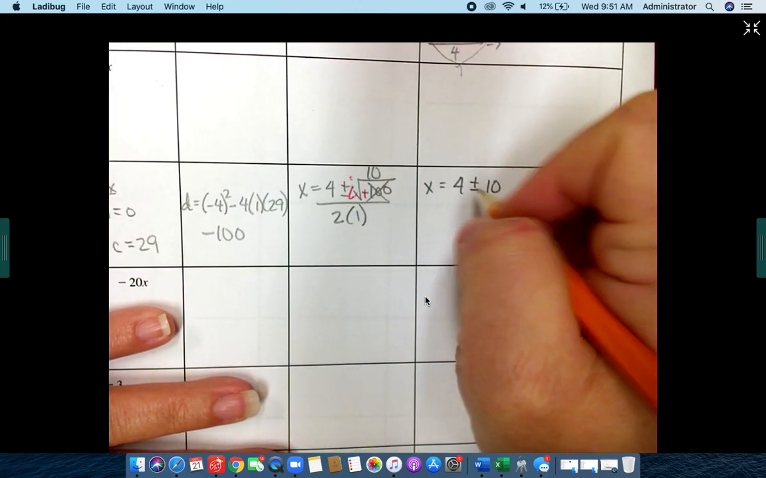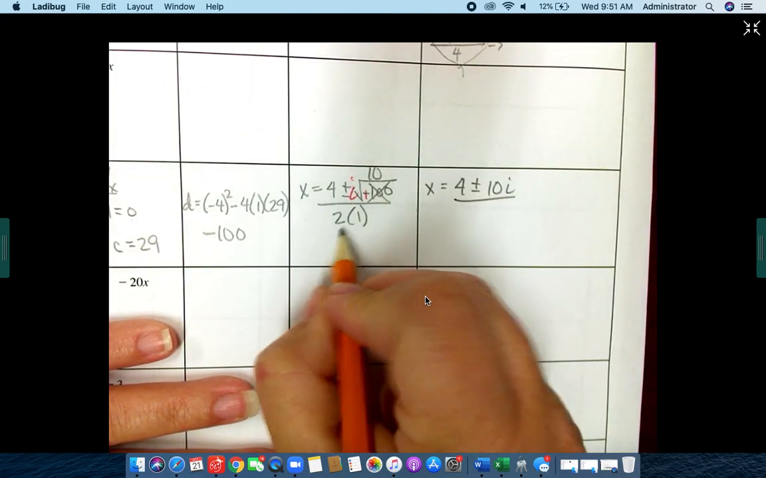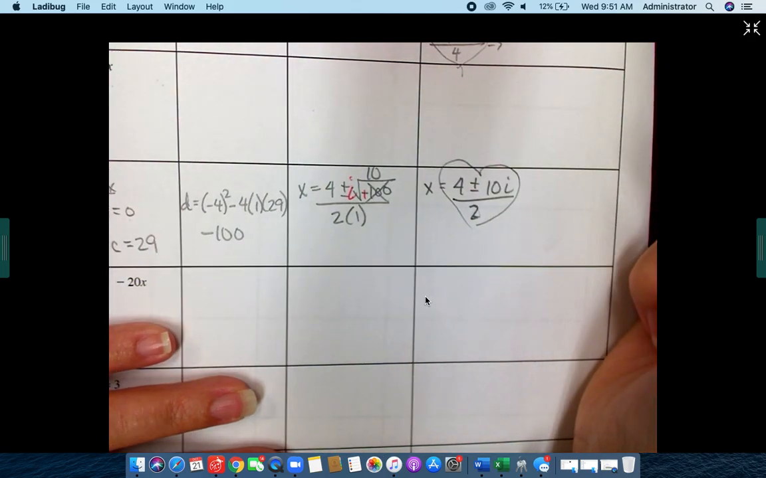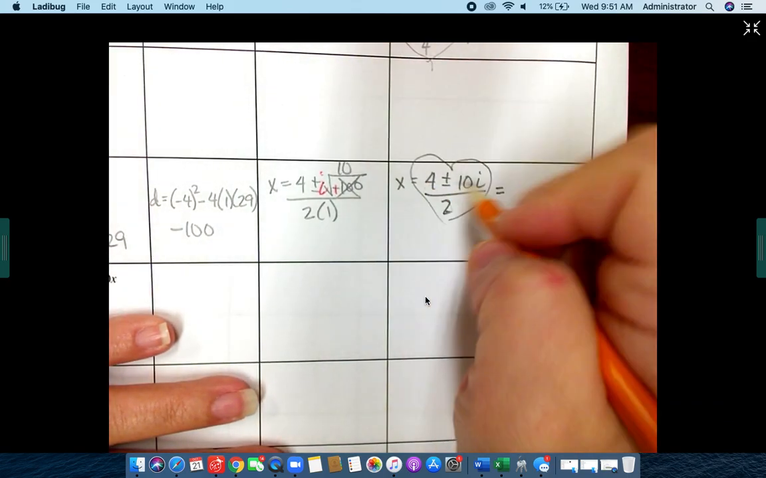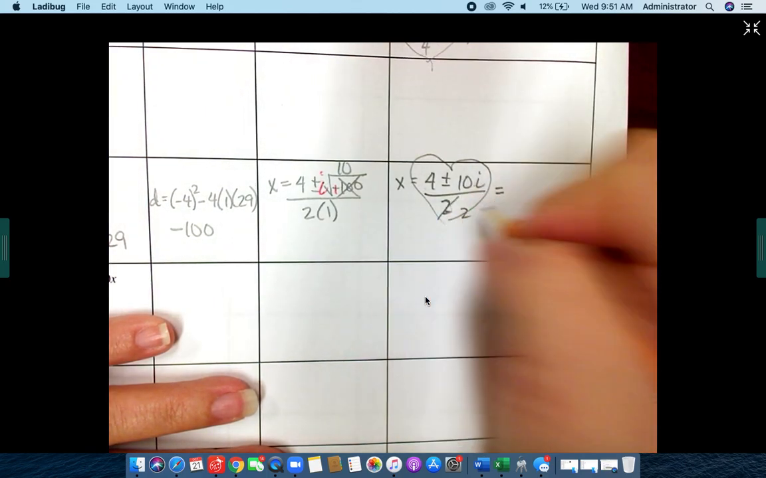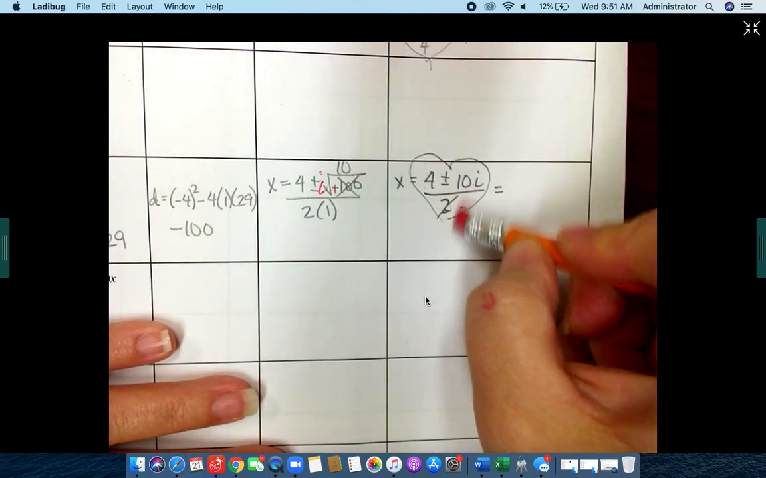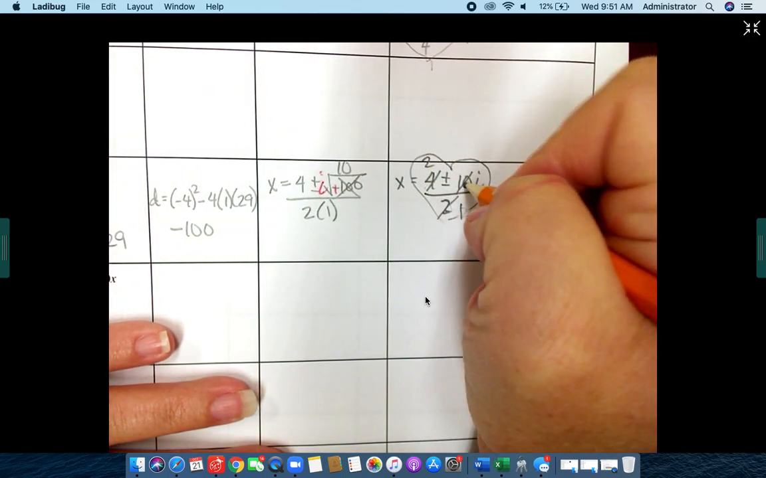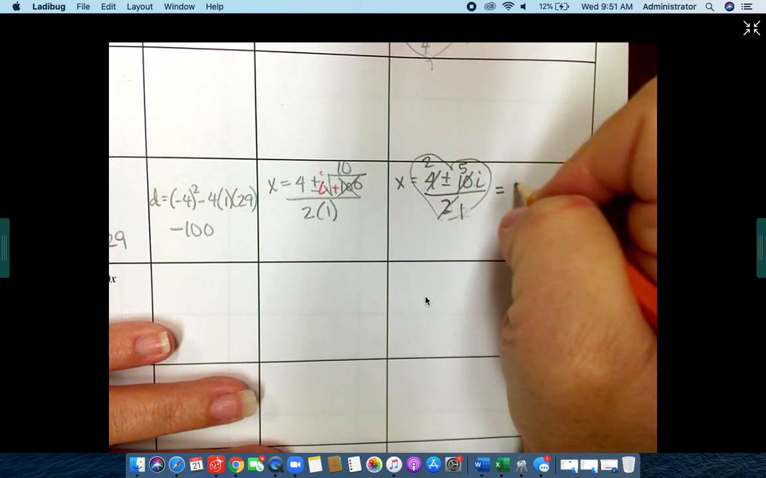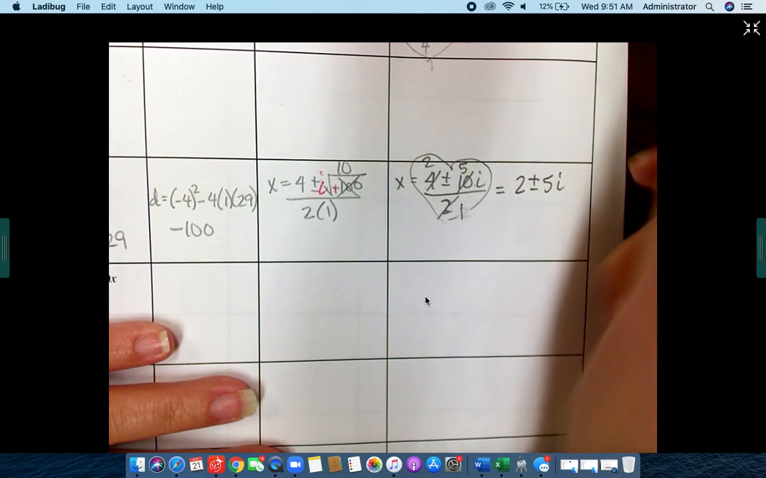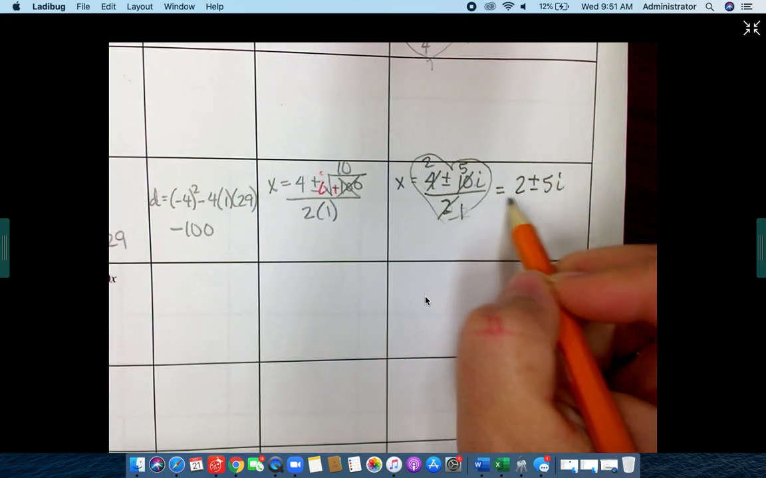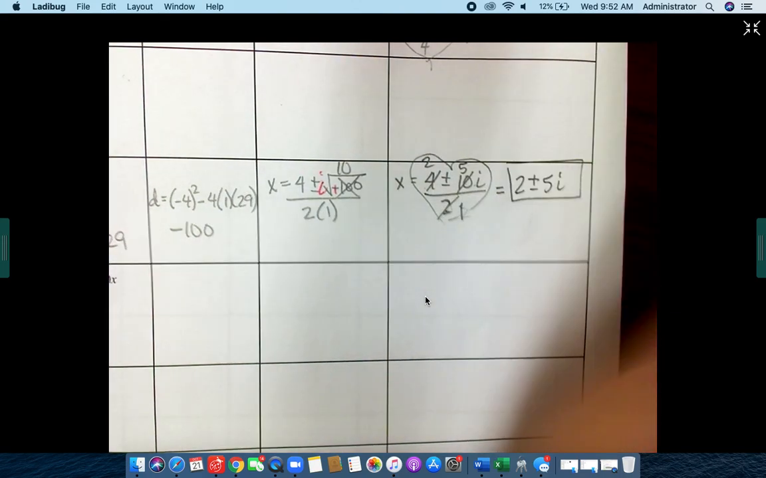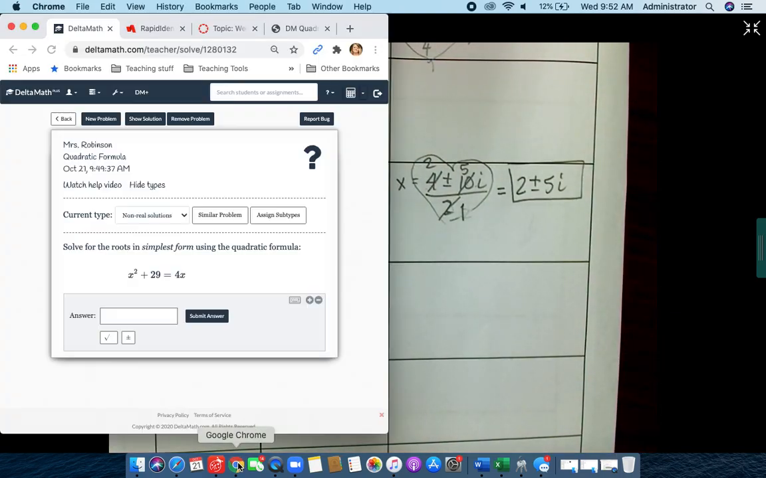So I'm going to write 4 plus or minus 10i over 2 times 1 is 2. Oh, but look, all three have a common factor of 2. They're all even. So I'm going to divide each of these by 2. 2 divided by 2 is 1. 4 divided by 2 is 2. 10 divided by 2 is 5. So I'm going to have 2 plus or minus 5i, but I do not need the over 1 because anything divided by 1 is just itself. So that means my answer is 2 plus or minus 5i.